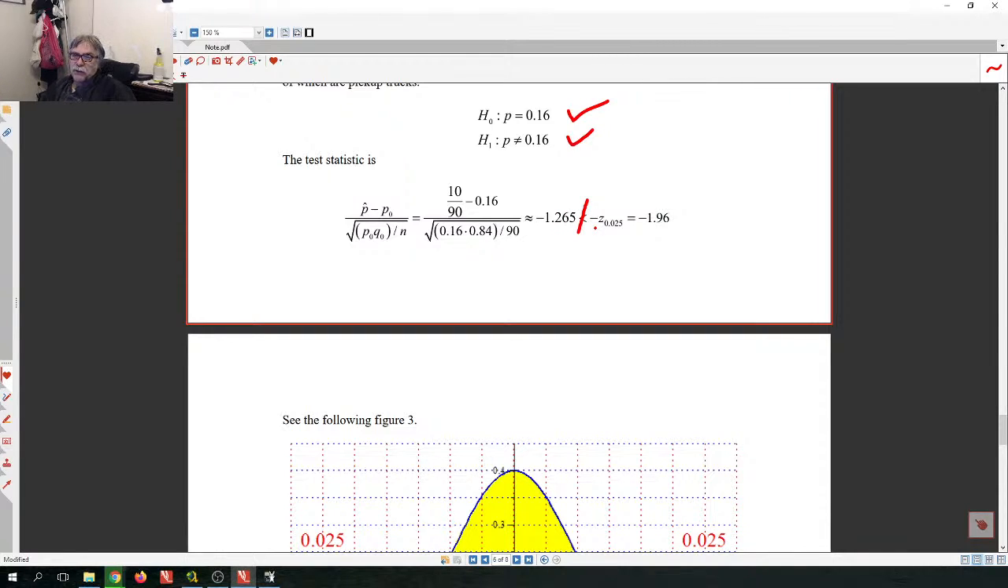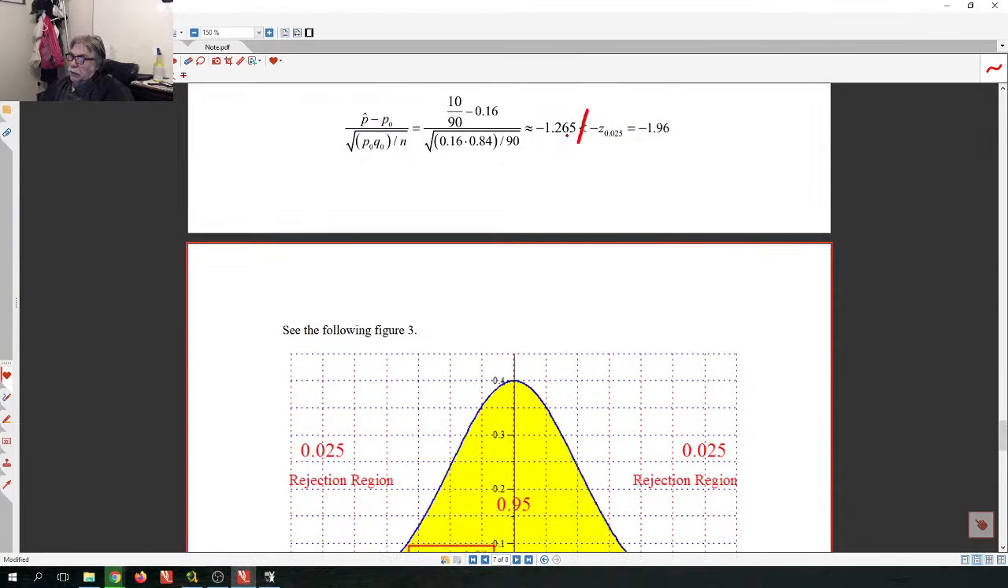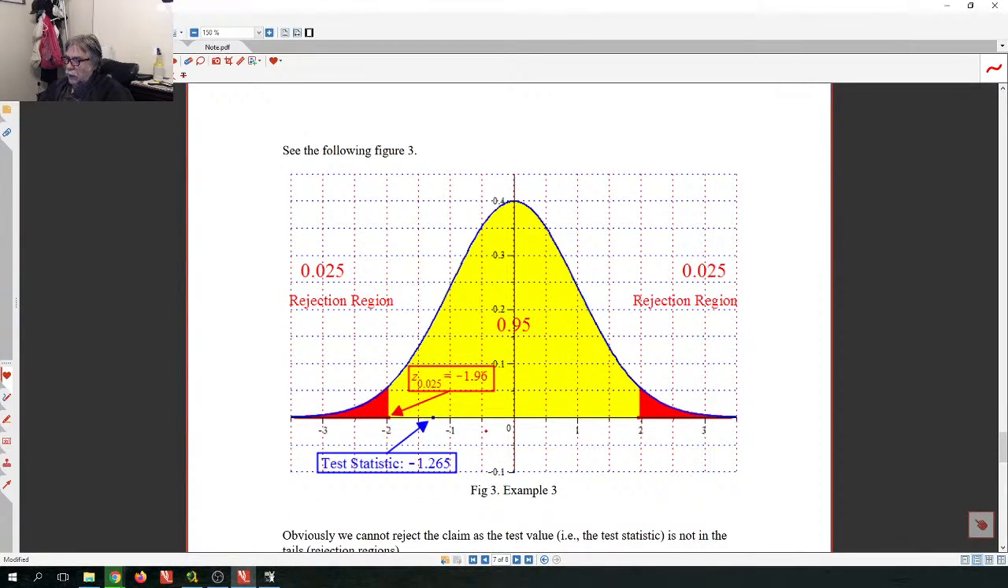It was not met. It isn't smaller. This guy is not smaller than this guy. I mean, I know that. You need to know that, of course. The negative 1.265 is not smaller than negative 1.6, which means, now here's a picture, it isn't here.